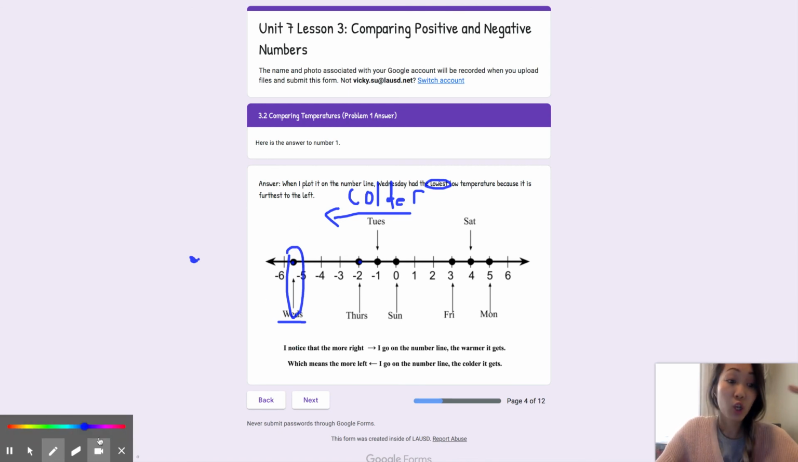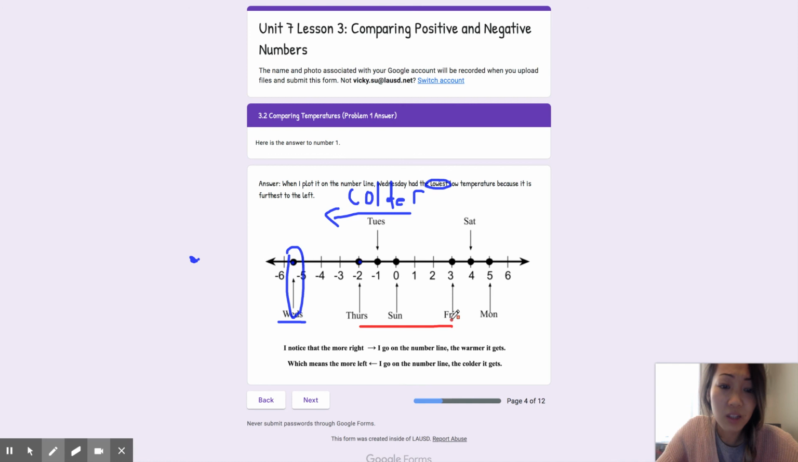So when you go this way, it gets colder. When you go the other way, what happens to the temperature? What do you think? Colder. What's the opposite of colder? Hotter. So it gets not hotter, I would say warmer. W-A-R-M-E-R. So when it goes that way on a number line, it gets colder, or the numbers get smaller, right?